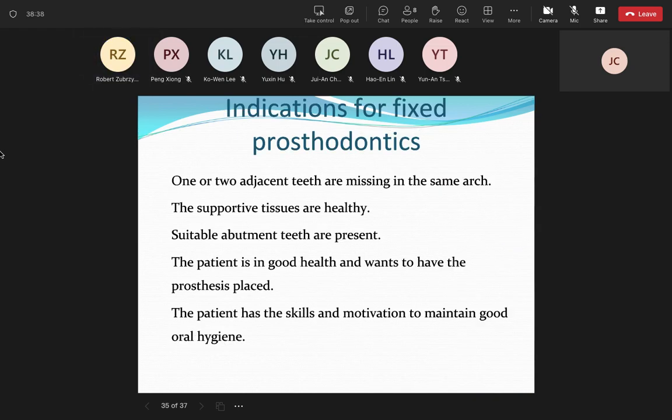So what are indications for fixed prosthodontics? One or two adjacent teeth are missing in the same arch. The supportive tissue is healthy. Suitable abutment teeth are present. The patient is in good health and wants to have the prosthesis placed, so motivation to treatment. The patient has the skills and motivation to maintain good oral hygiene. This is also very important, and the patient can afford all the treatment.